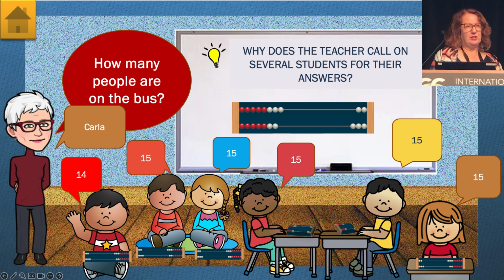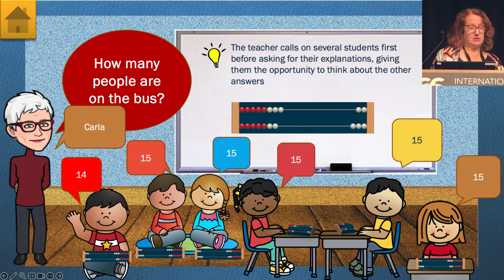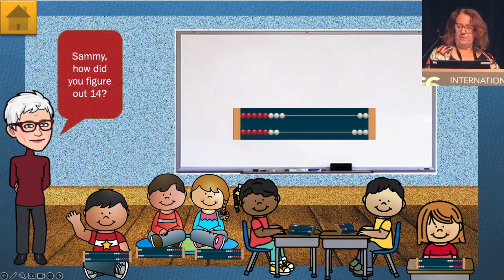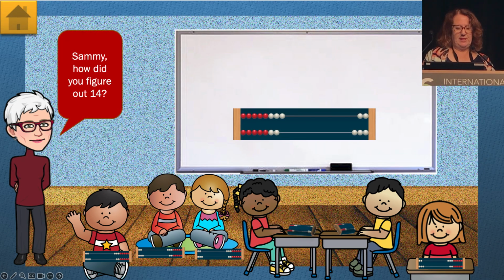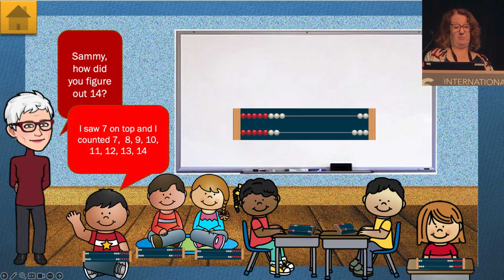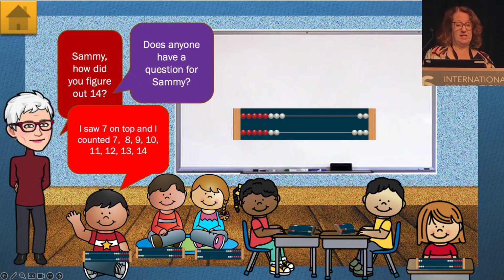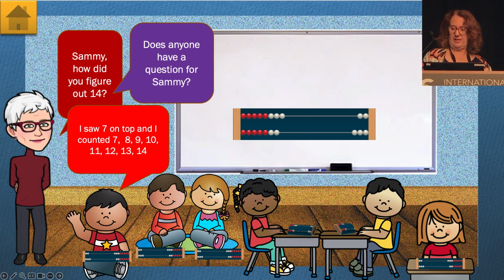So she eventually calls on Sammy, who had the answer 14. Sammy, how did you figure out 14? And Sammy says, I saw 7 on the top and I counted 7, 8, 9, 10, 11, 12, 13, 14. To which the teacher replies, does anyone have a question for Sammy?